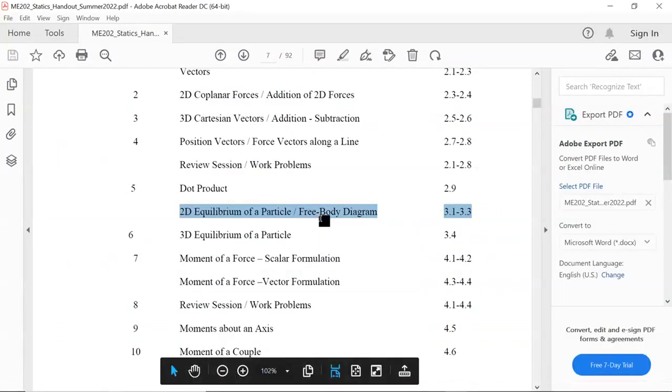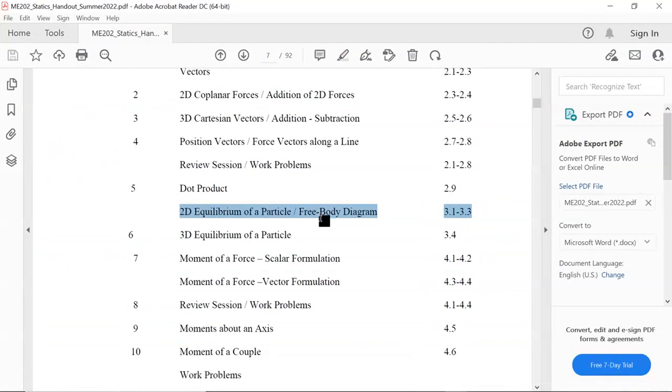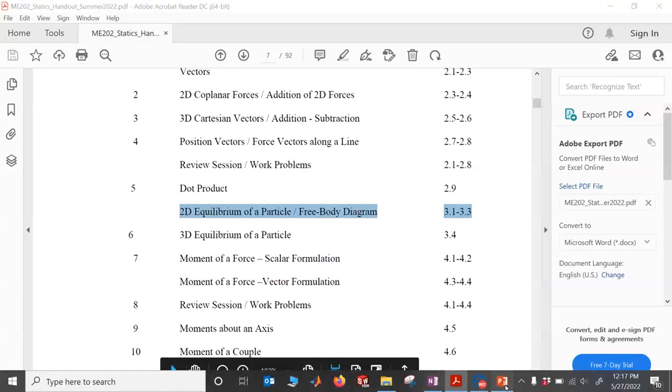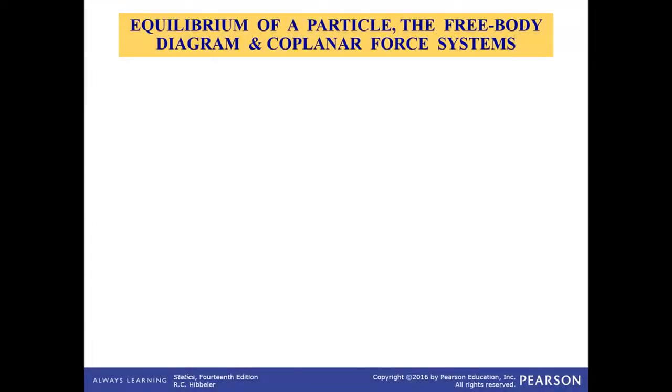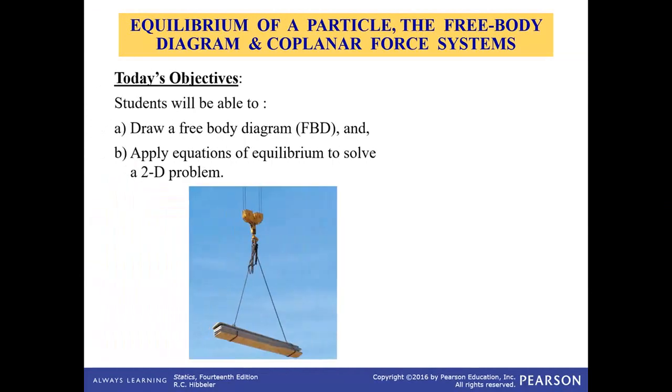In this video, we will learn about 2D equilibrium of a particle and how to draw free body diagrams. This is the theory portion of the video, and we will look at topics 3.1 to 3.3 from chapter 3. Chapter 3, Equilibrium of a particle, the free body diagram and coplanar force systems. For this part of the video, we will focus on two-dimension systems only.